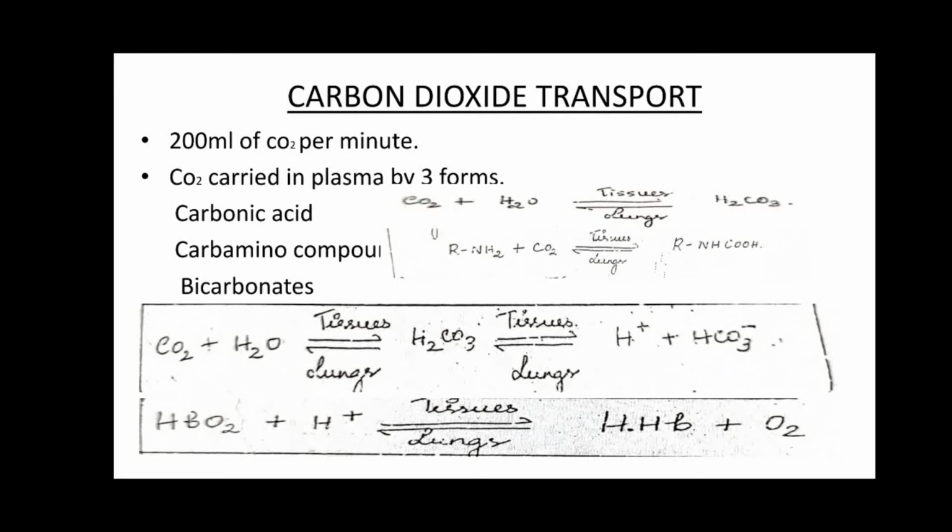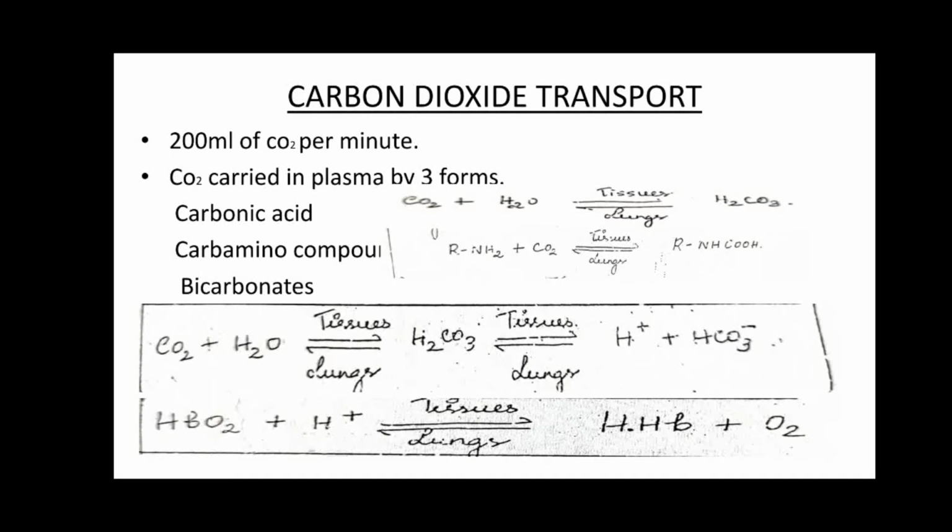The carbon dioxide is transported in three forms. They are carbonic acid, carbamino compound, and bicarbonate. The most common form is the bicarbonate. Most of the CO2 is transported as bicarbonates. The CO2 combines with water to form carbonic acid and is carried to the lungs. In the lungs, the reaction is reversed and the CO2 is released. As carbamino compound, only 10% of CO2 is involved. The CO2 will combine with the amino group of the plasma protein to form carbamino compound. It is transported to the lungs where the reaction is reversed and CO2 is released out.